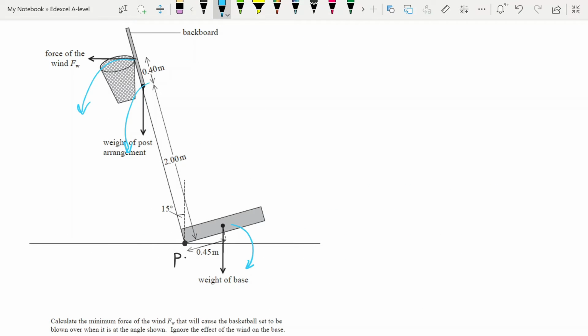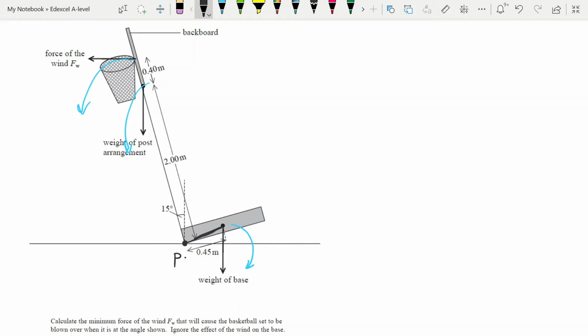The minimum force of the wind is going to be when the clockwise moment provided by the weight of the base is balanced with the anti-clockwise moment. So up to that point, it won't topple over, but after that point, after that perfect balance point, it will. So if we go ahead and find the clockwise and anti-clockwise moments and make them equal to each other, then we know that any more FW will cause it to topple over. And we need to break this down. So we need to start looking at our individual moments.